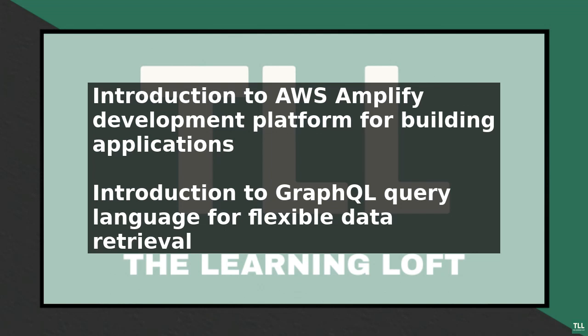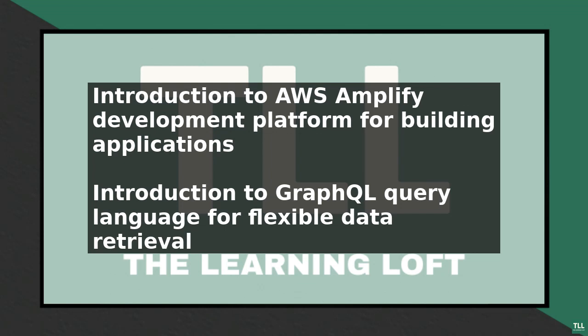To get started, you need to install the AWS Amplify CLI and create a new Amplify project. The Amplify CLI provides a set of tools and commands that make it easy to create and manage Amplify projects. Once you have created a new project, you can initialize a new GraphQL API by running the Amplify init command.